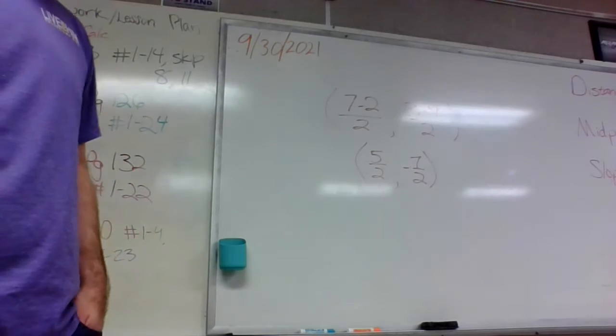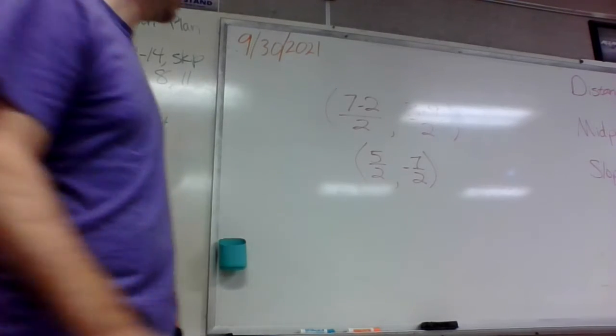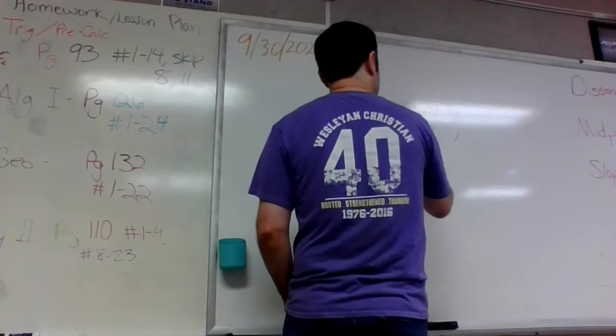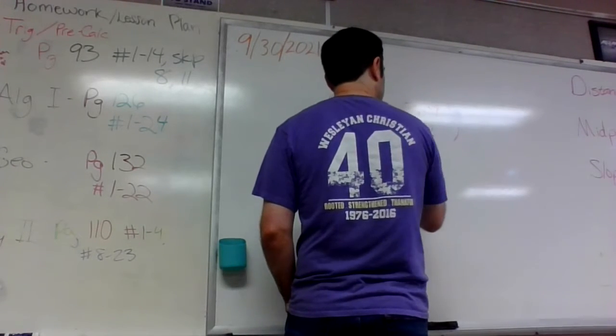Oh, did I write it down wrong? Oh, no, I did it wrong. 3 minus 9 is negative 6, not 7. So what's negative 6 divided by 2? Negative 3.